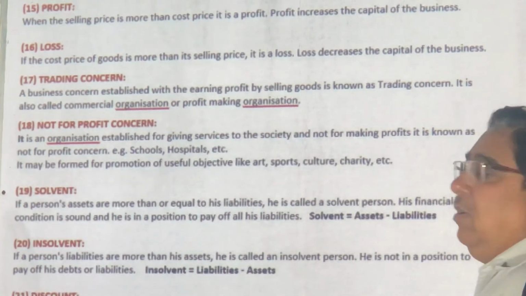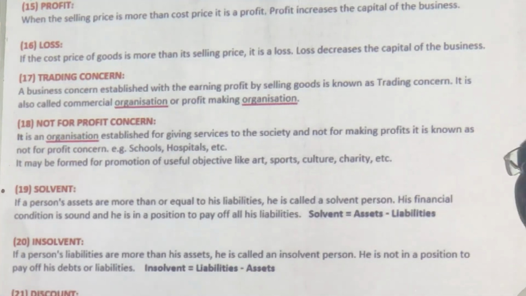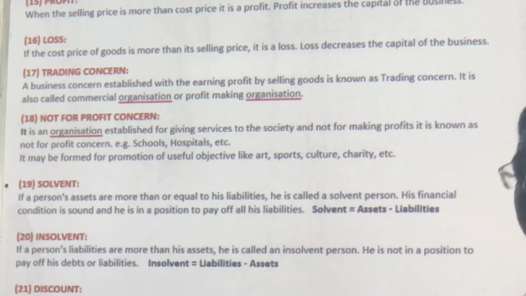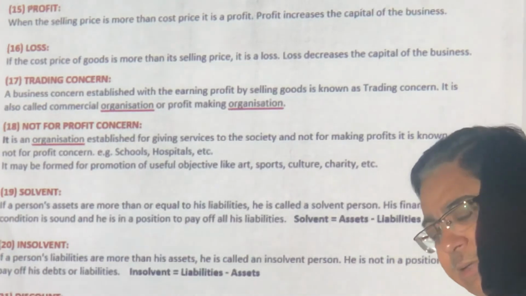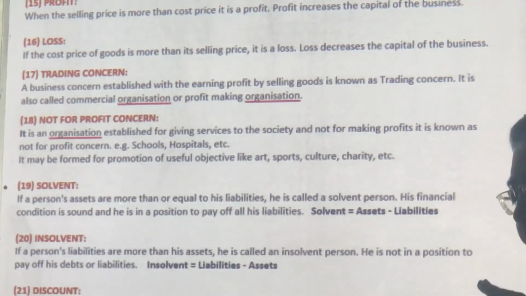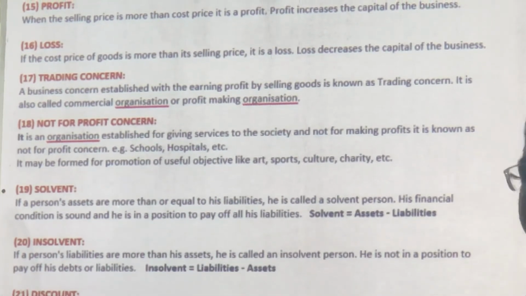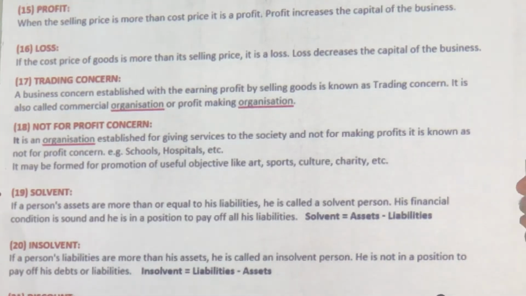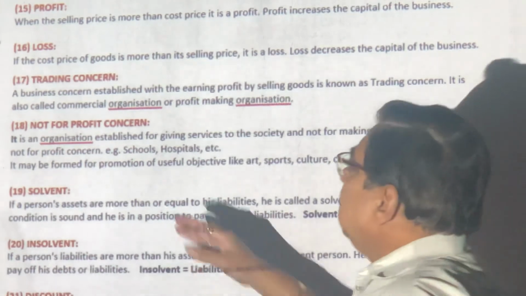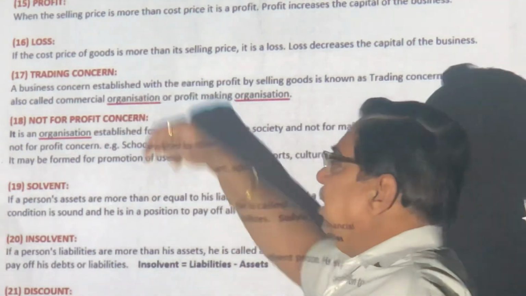Trading concern. Don't think I will sell this, go home and relax. I will keep on doing business. A business is a going concern. What is not sold, I will keep properly. We will try to sell it tomorrow, we will try to sell it next month. We have to keep doing the business. Going concern: we are not going to close down. We are a trading concern.